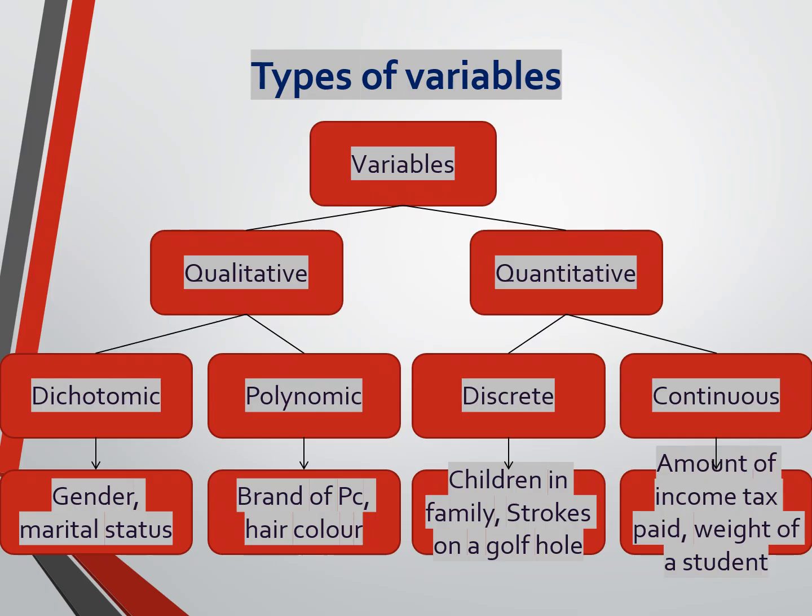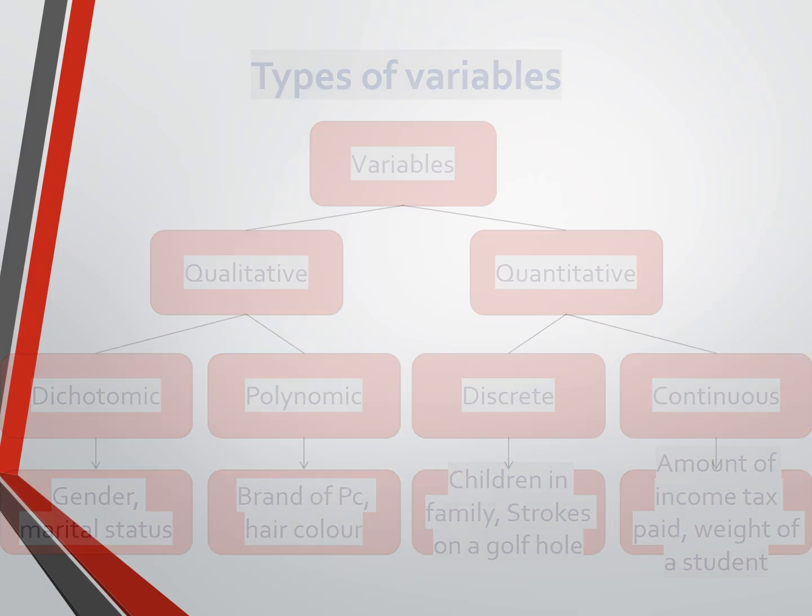Then there is going to be discrete data, where the children in a family is an example. When we say the children in a family, it is never going to be in a decimal point. It is going to be an absolute value. But when we say the income tax paid, it may come in a decimal point. Then it is known as continuous data. The weight of a student may be 52.4 kilo, 52.6 kilo, like that.